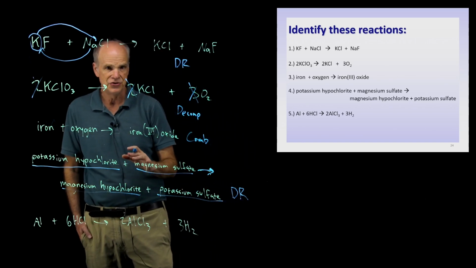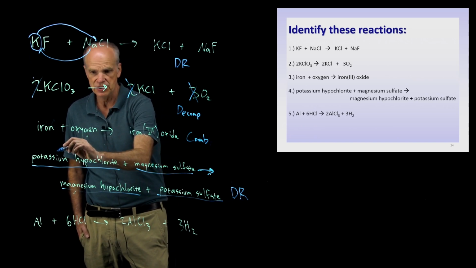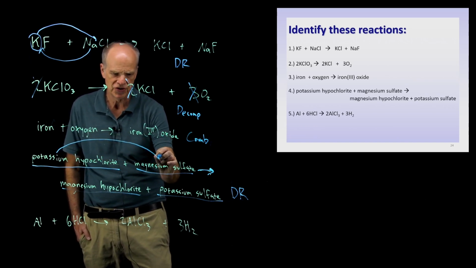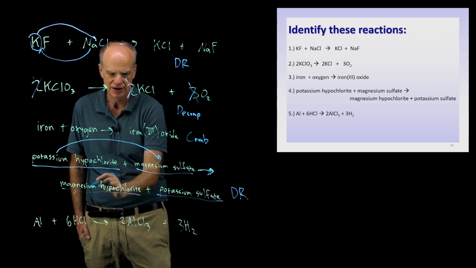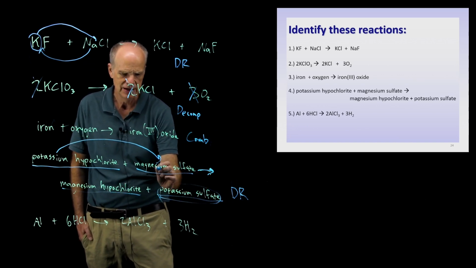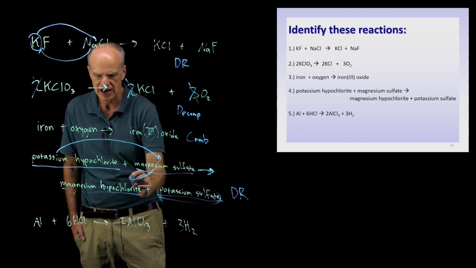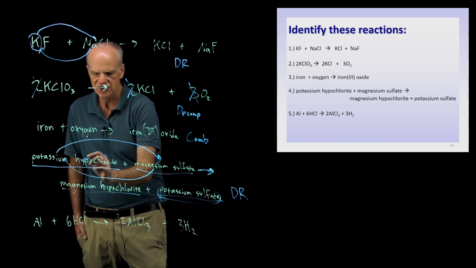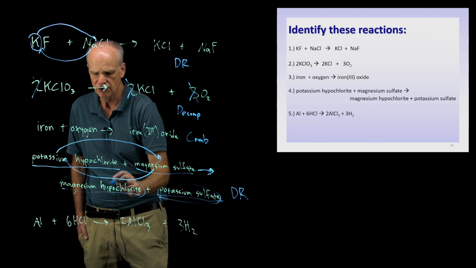And in fact, you can sort of imagine the mechanism here in that the potassium ion breaks off and replaces magnesium, binds the sulfate, so you get here potassium sulfate. And then magnesium breaks off, replaces potassium, magnesium binds the hypochlorite, so you get magnesium hypochlorite.